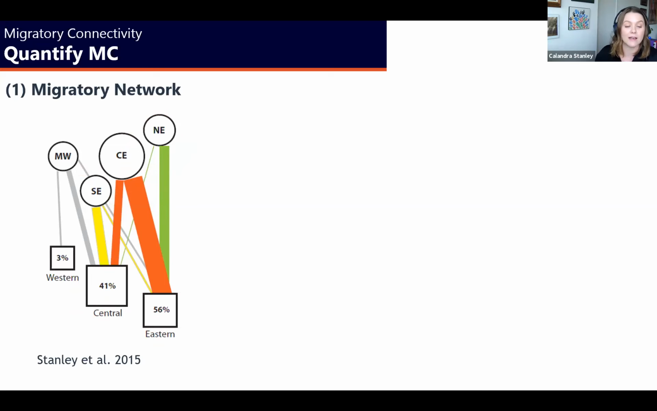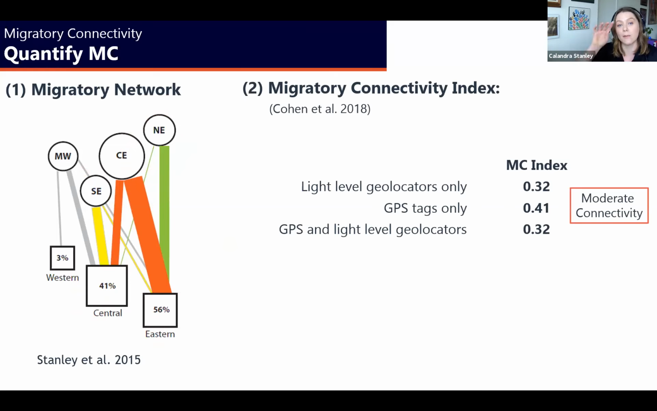And then, similar to Ellie, we also used a migratory connectivity index to calculate migratory connectivity. I did this using the different tag types that we deployed. Across all the different tag types, we get the same conclusion: wood thrush show moderate connectivity between breeding and wintering locations, with numbers ranging from 0.3 to 0.4. So regardless of the tag type we use, we get similar estimates.